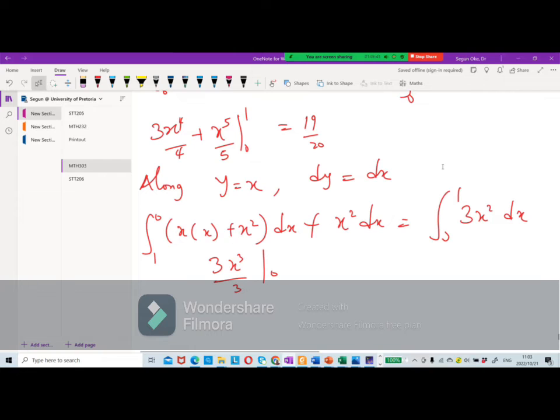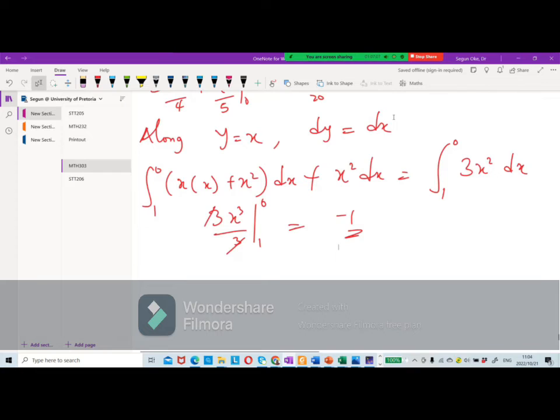So let's move on. So this one we have 1 to 0. At the end of the day, this cancels this. So when you substitute this one, you have -1.